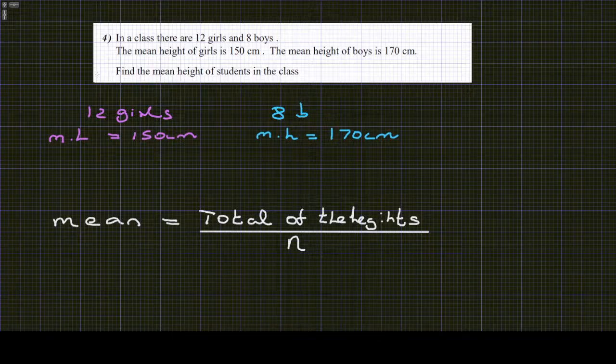Now, we have been told mean height is 150. Then what's the total of heights if we take all 12 girls into consideration, and if we measure their individual heights and add them together, what will come as the answer? We don't have to know the individual heights since the mean height is given to us. How do we find the total of the heights? 150 multiplied by 12.